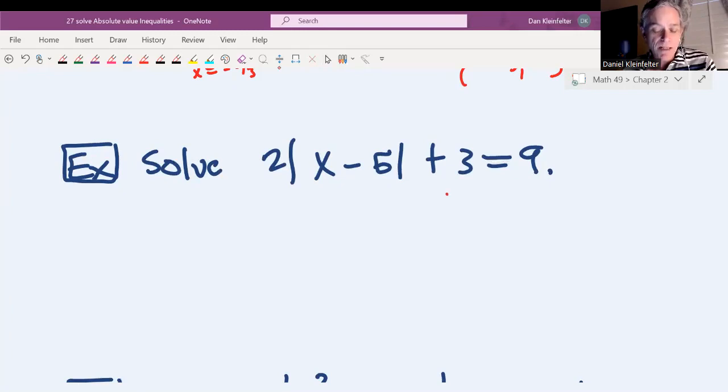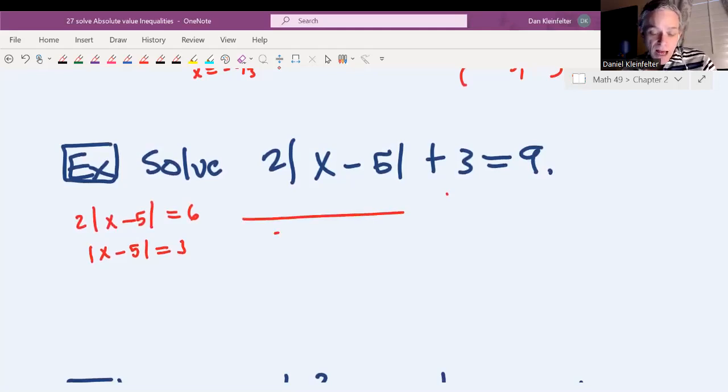So I'm going to start by subtracting 3 from both sides. We'll have 2 times the absolute value of x minus 5 is equal to 6. Dividing through by 2, we'll have the absolute value of x minus 5 equals 3. So this means that x minus 5 could be in one of two places. It could be at -3, or it could be +3.